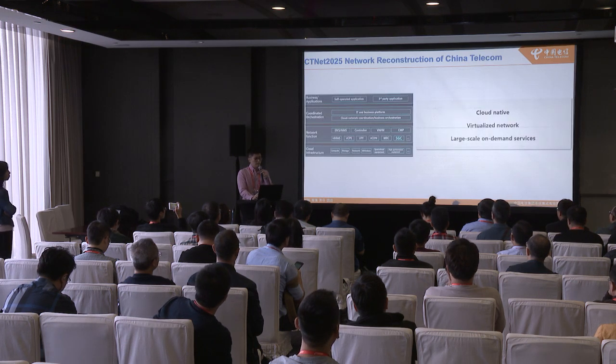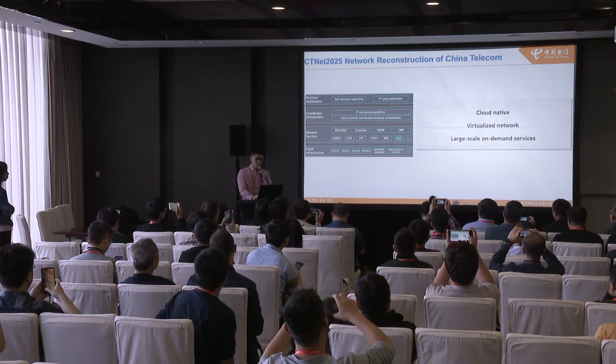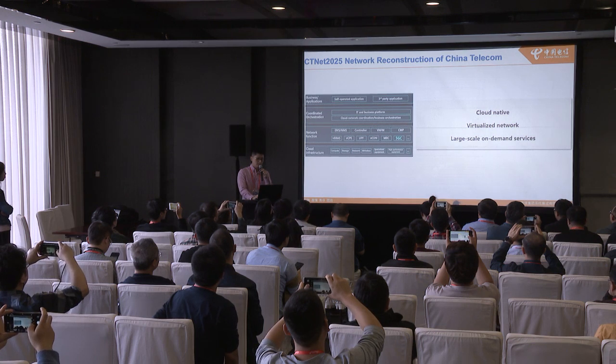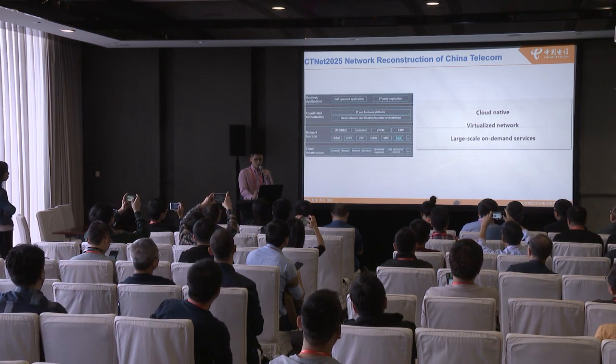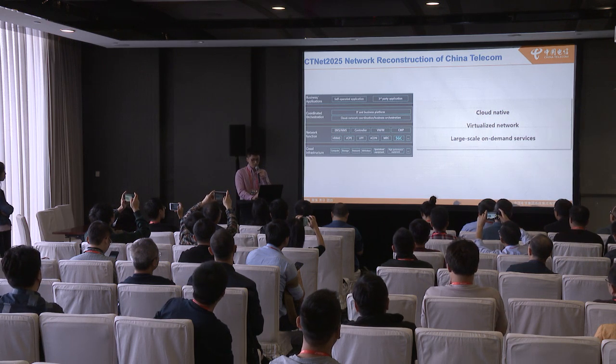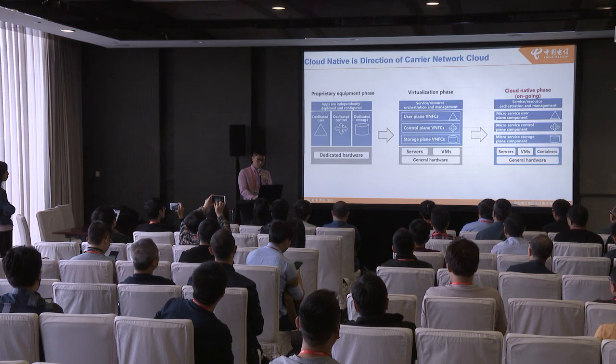During that process, China Telecom released its own vision of how the network is going to transform. It's called CTNet2025. It is our vision to achieve a full cloud-native virtualized network, large-scale on-demand services, and so on.